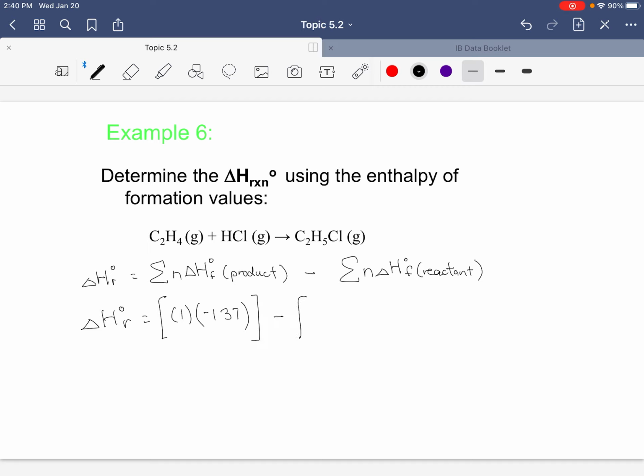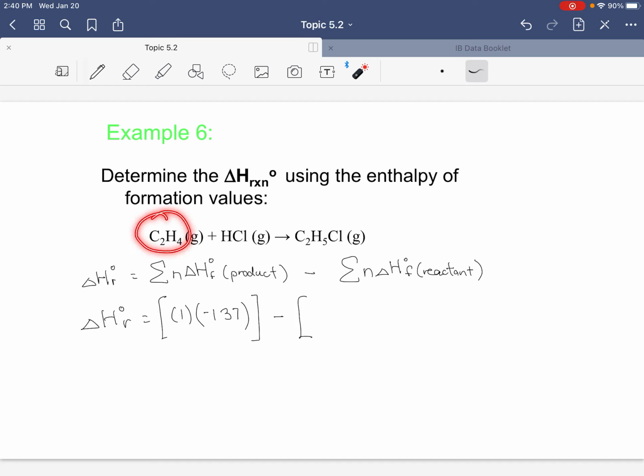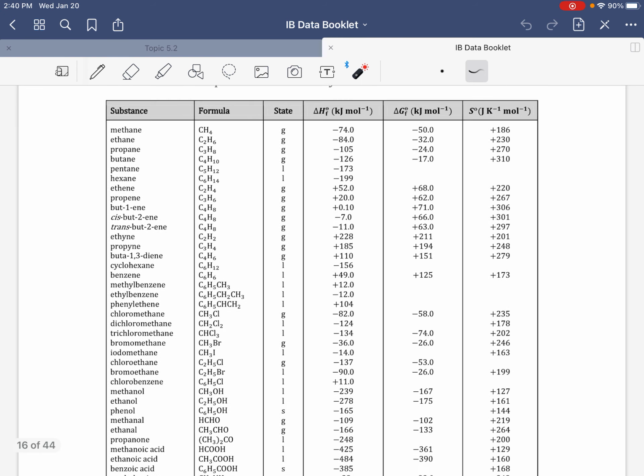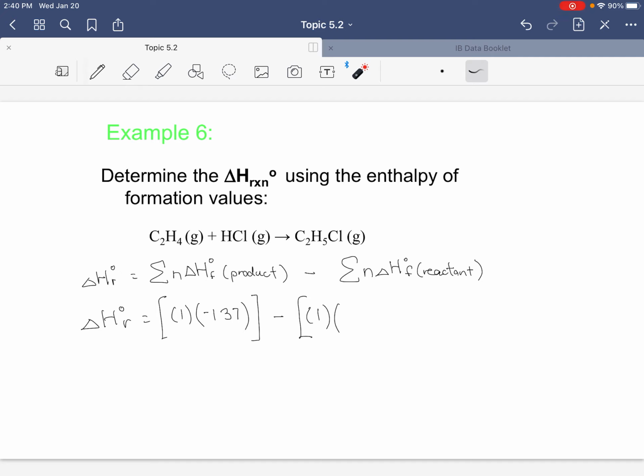Minus, open bracket again. This time, we're looking at the reactants, and whoa, we have 2 reactants. So you're going to have to sum the 2 up. Let's take a look at the first one, which is this one. Again, this is 1 mole, so therefore 1 times, what is the delta H of this? Oh, let's take a look. C2H4, right? C2H4 is up here. I'm glad they kind of put this in order. And that's positive 52. So making C2H4 will require 52 kilojoules.